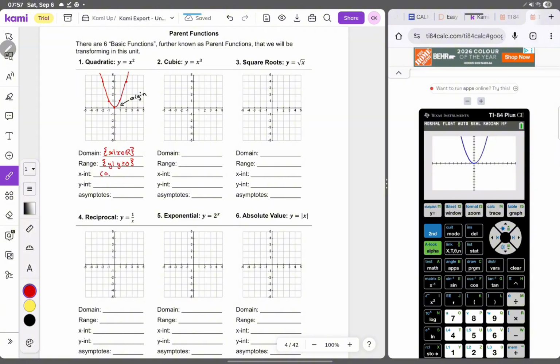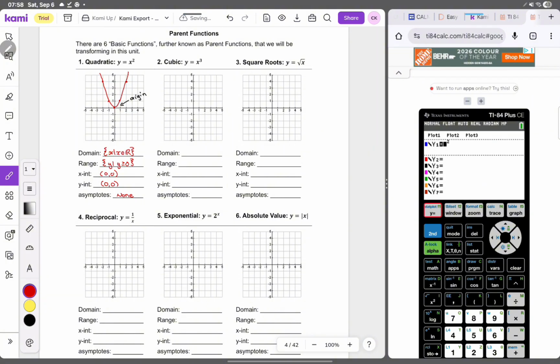Our x-intercept is at (0, 0). Same with our y-intercept. And this guy doesn't have any asymptotes. So remember, asymptotes are those invisible lines that force a break in the graph. They're values of x that aren't allowed in the function. And this graph is allowed to be all values of x, so we don't have any asymptotes.